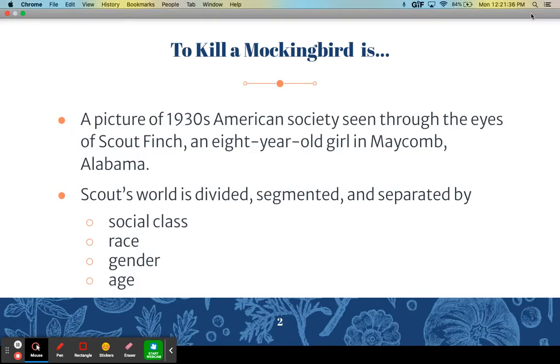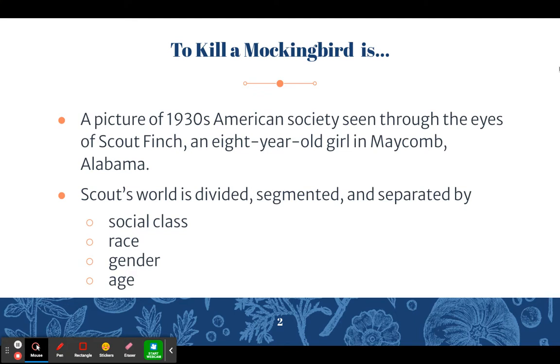To Kill a Mockingbird is a picture of 1930s American society seen through the eyes of Scout Finch, who is an 8-year-old girl in Macomb, Alabama. So that's why we did so much research into what life was like in the 1930s. It's just very different than our current world. And you really have to put yourself into that society in order to understand what's happening in the book. Scout's world is divided, segmented, and separated by social class, race, gender, and age.